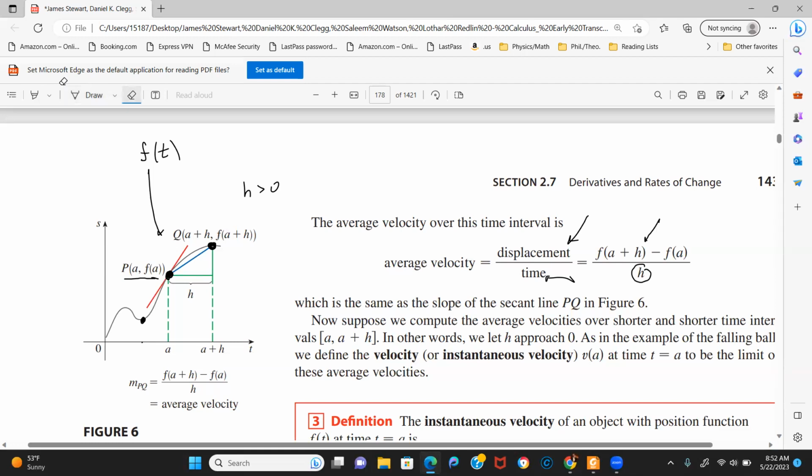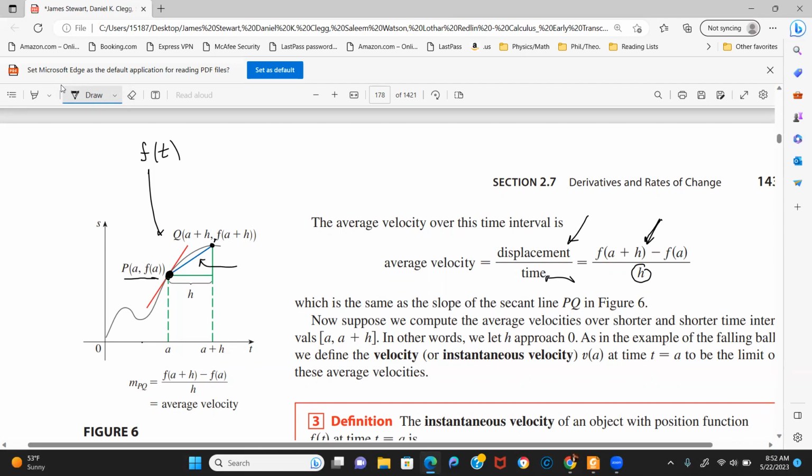But that's all right. It doesn't matter. You can just take h to be positive to simplify the discussion. So if h is positive, it's going to be this point right here. And so this is going to be some later point in time. And what you're computing right here is actually the slope of this blue line right here.